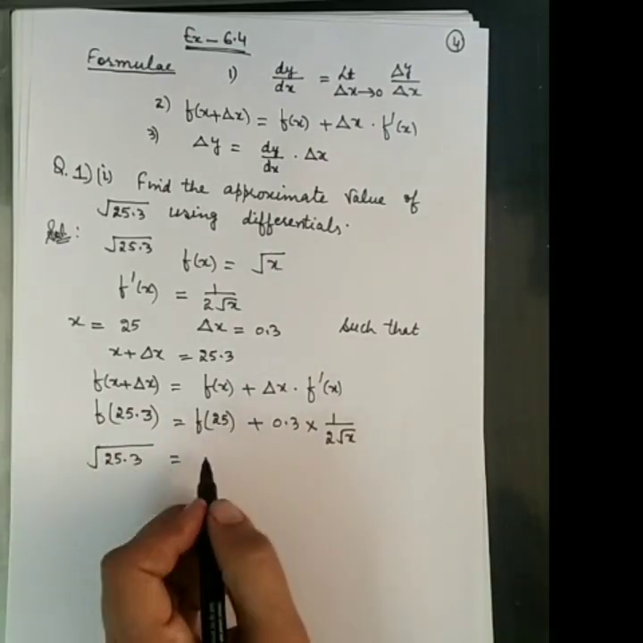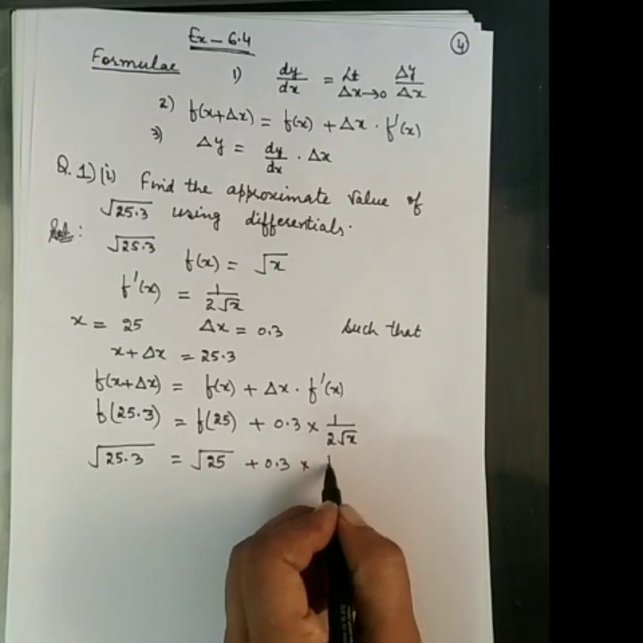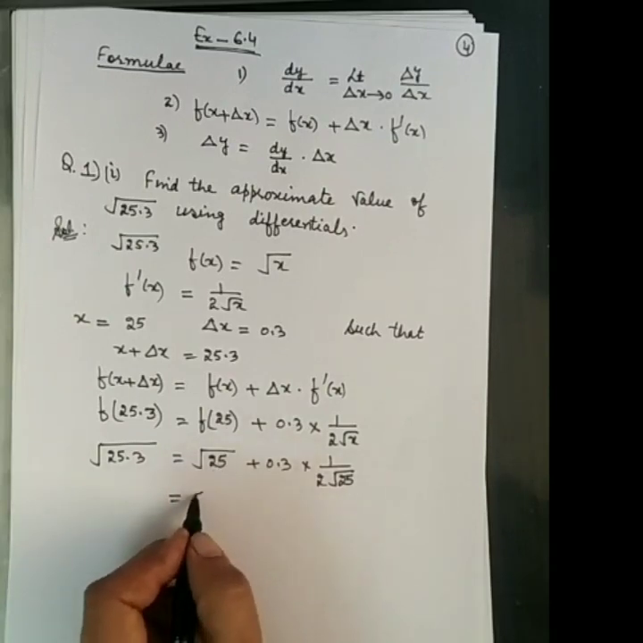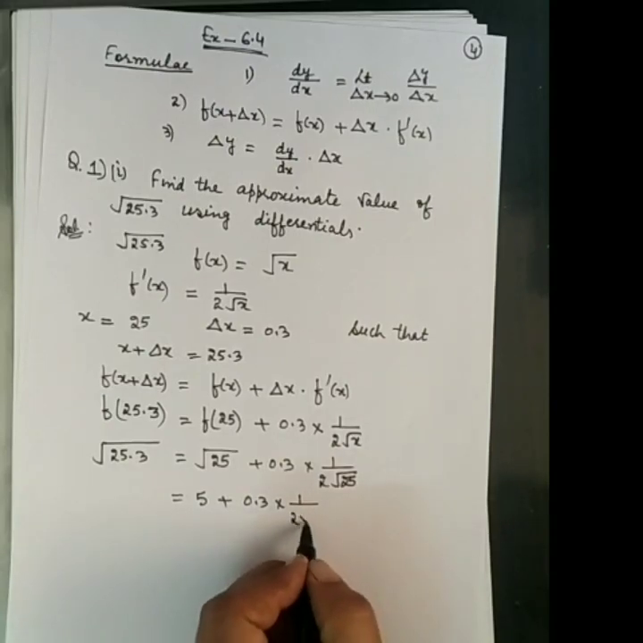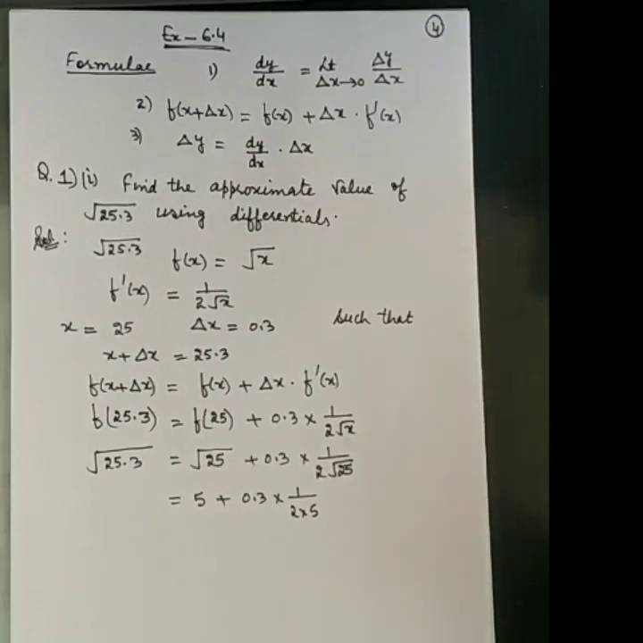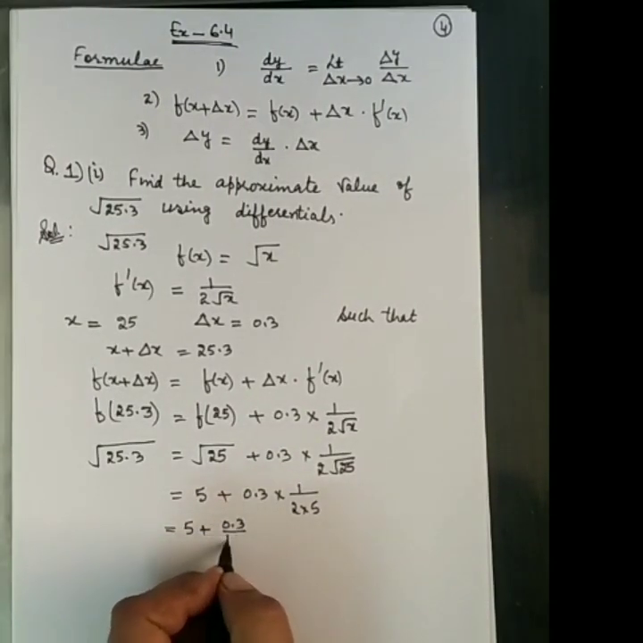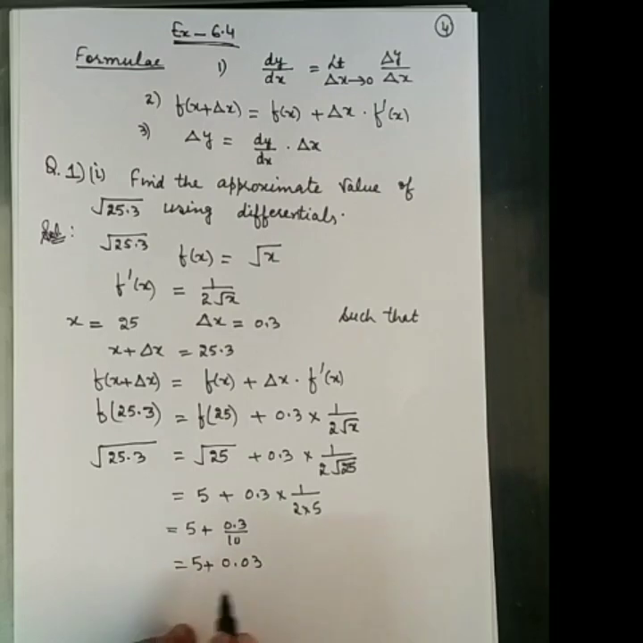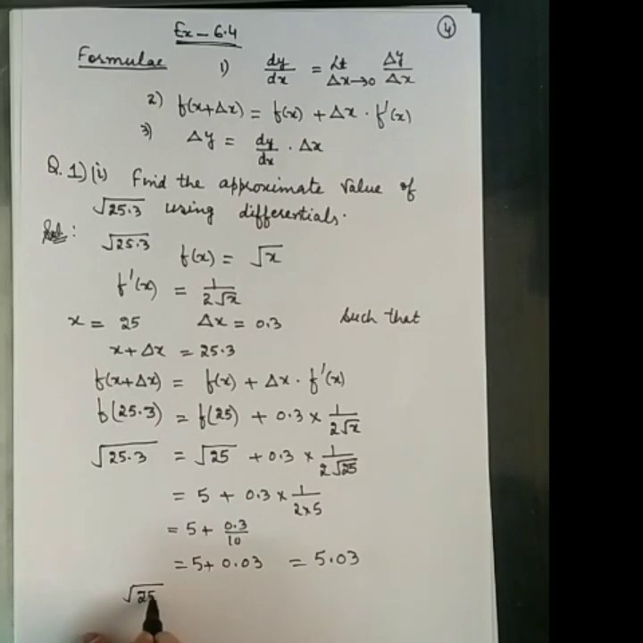Similarly, f of 25 will be square root of 25 plus 0.3 into 1 upon 2 into under root 25. Now this value is 5 plus 0.3 multiply 2 into 5. So it is 5 plus 0.3 upon 10, that is 5 plus 0.03. So it is 5.03. That is, the value of square root of 25.3 is 5.03.